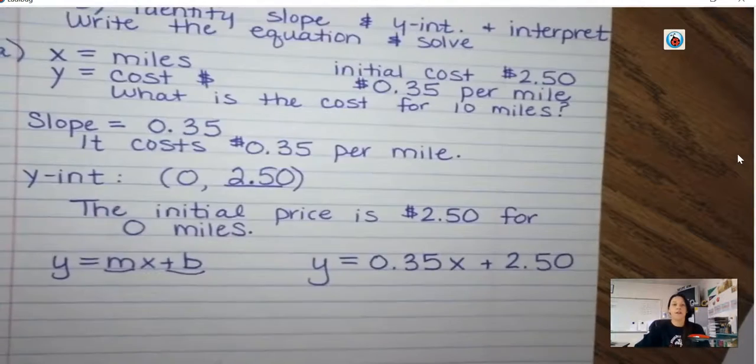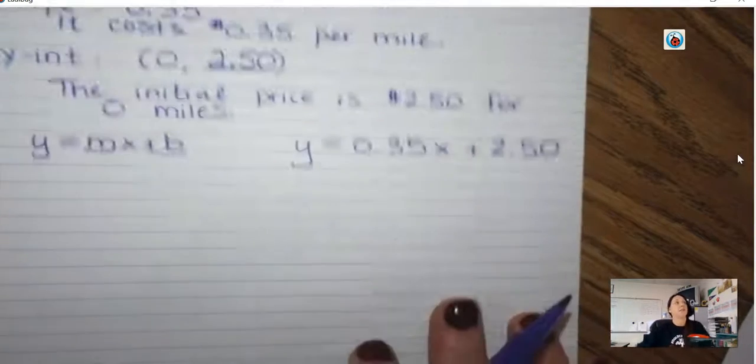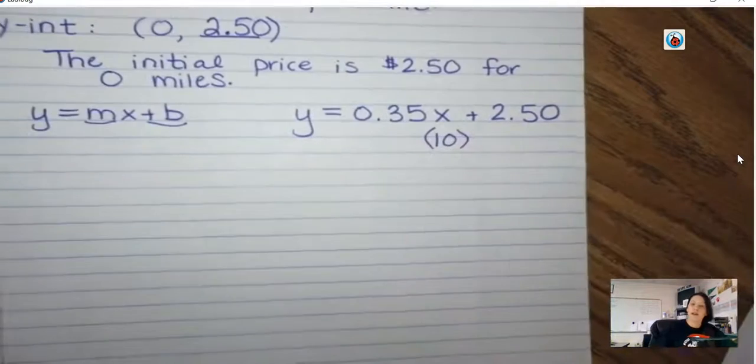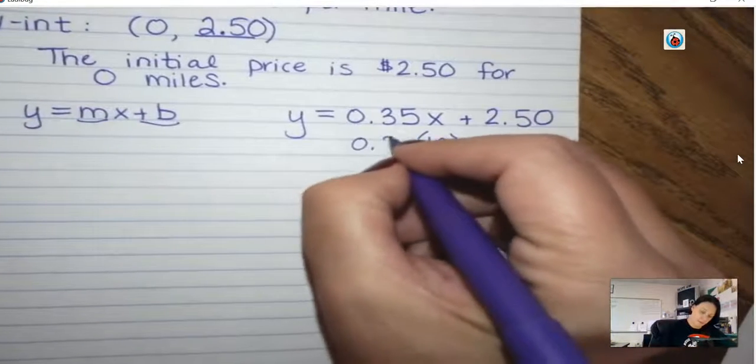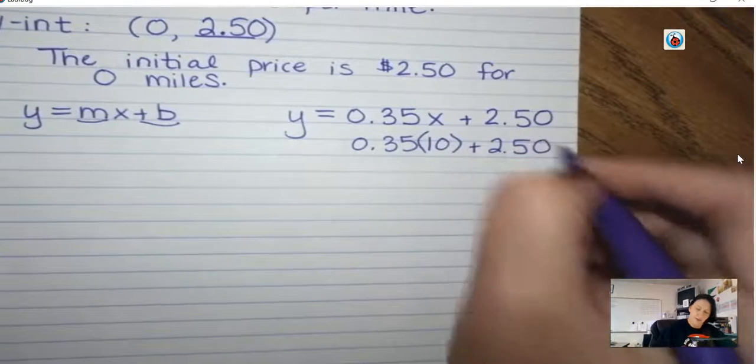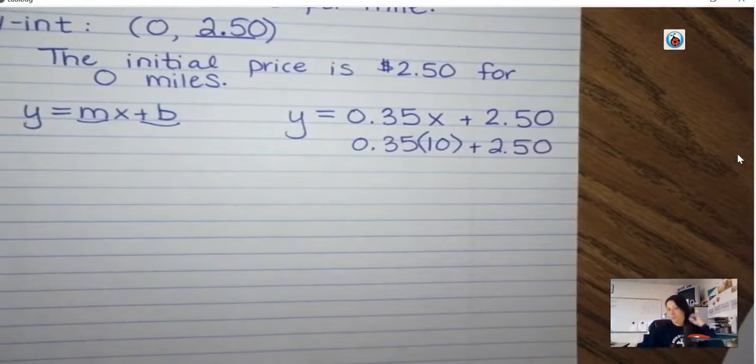Finally, it says, what is the cost for 10 miles? So 10 is plugged in, or substituted in, for x. Okay, grab your calculator. Go ahead and calculate how much it costs to go 10 miles in that taxi. If you need to borrow a calculator from me, bring me your phone.